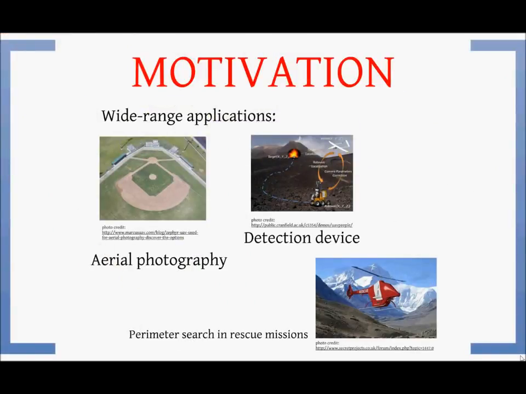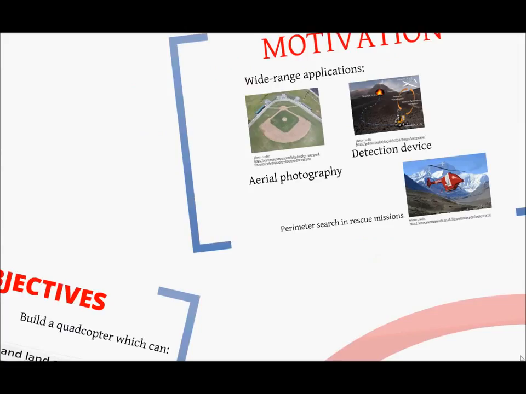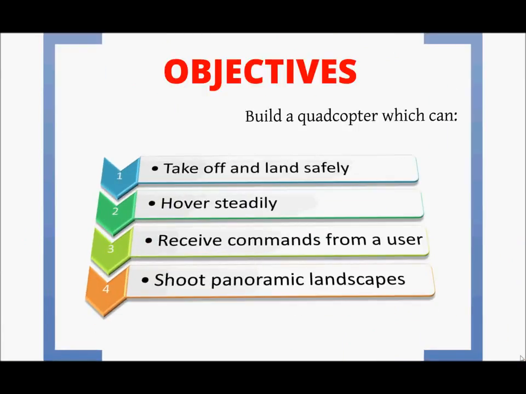As you all know, an unmanned vehicle can be used in aerial photography, in detection devices, or in perimeter tasks such as rescue missions. Based on this motivation, we would like to build a quadcopter from scratch, which can take off and land safely and gently in a confined space. It must also hover steadily. It can also receive commands from a user from a mobile device or a radio controller. On top of that, it can shoot panoramic landscapes.